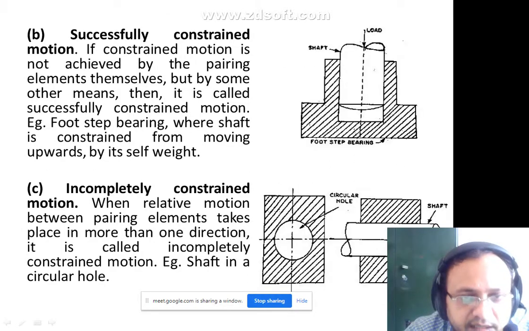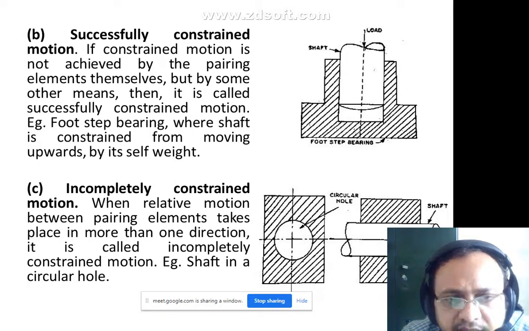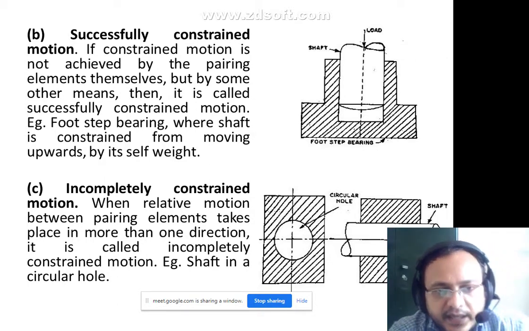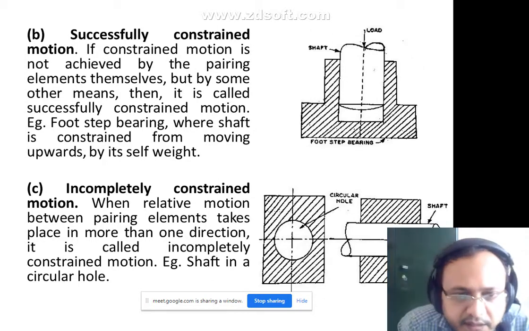Okay. Next, the second one, successfully constant motion. You can see the figure: a footstep bearing, where the load is applied at the top on the shaft. With that footstep bearing, the shaft is constrained from moving upwards by its self weight. So in this case, if the constant motion is not achieved by the pairing elements themselves, but by some other means, then it is called successfully constant motion.